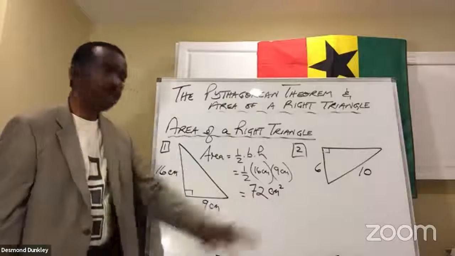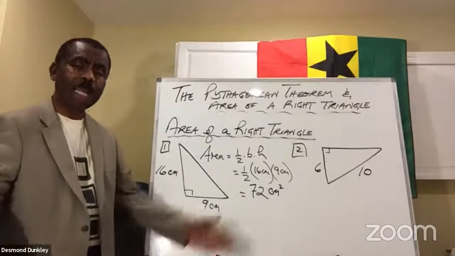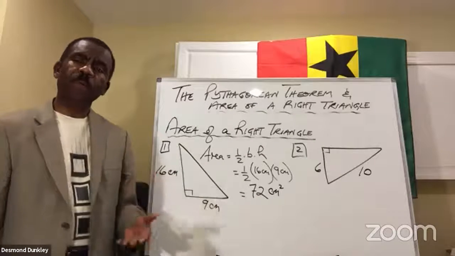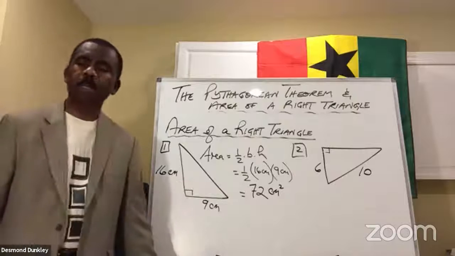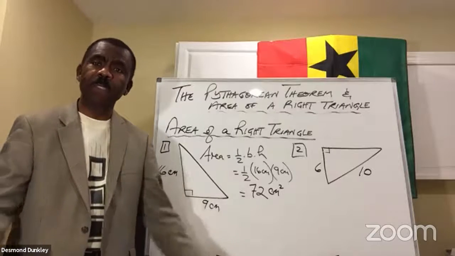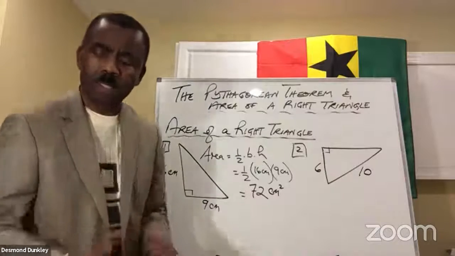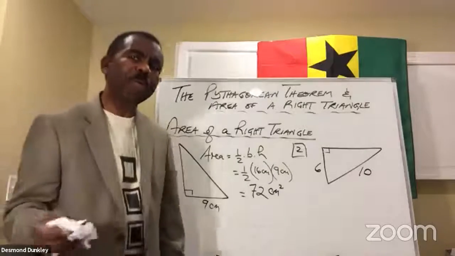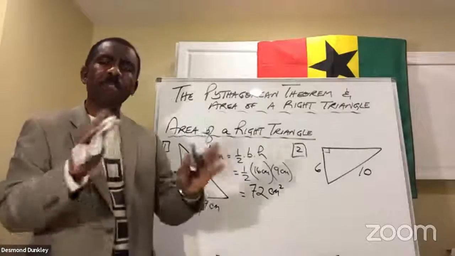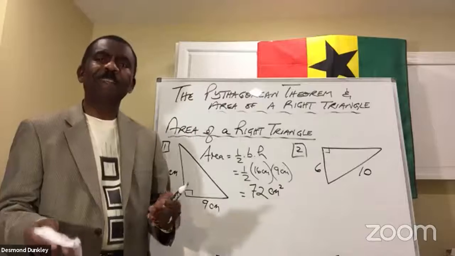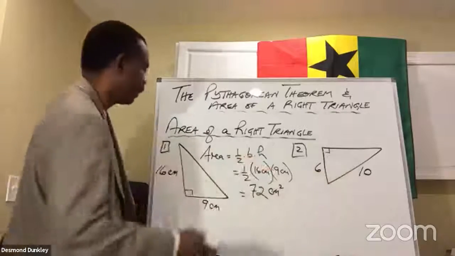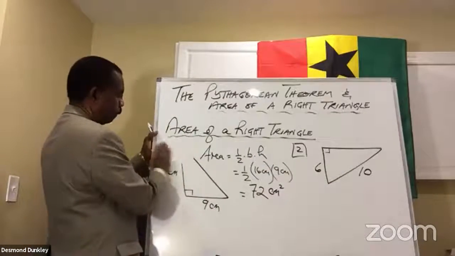Okay? So this will be the answer for the first one. Again, in this case, it was straightforward. You have the height and the base given to you. So it was no big deal. However, sometimes it's not as straightforward. Sometimes you might have to do a little juggling first before you can get to your destination. So let's look at number 2.